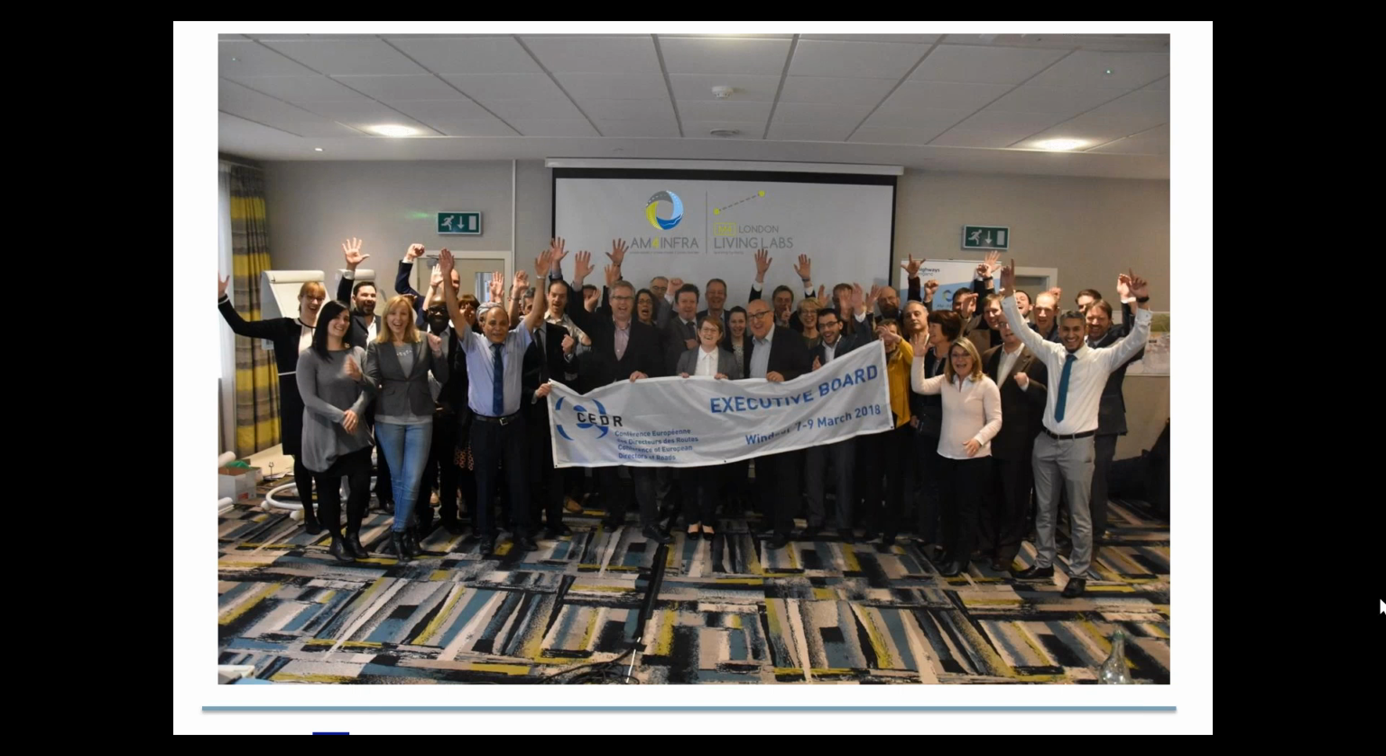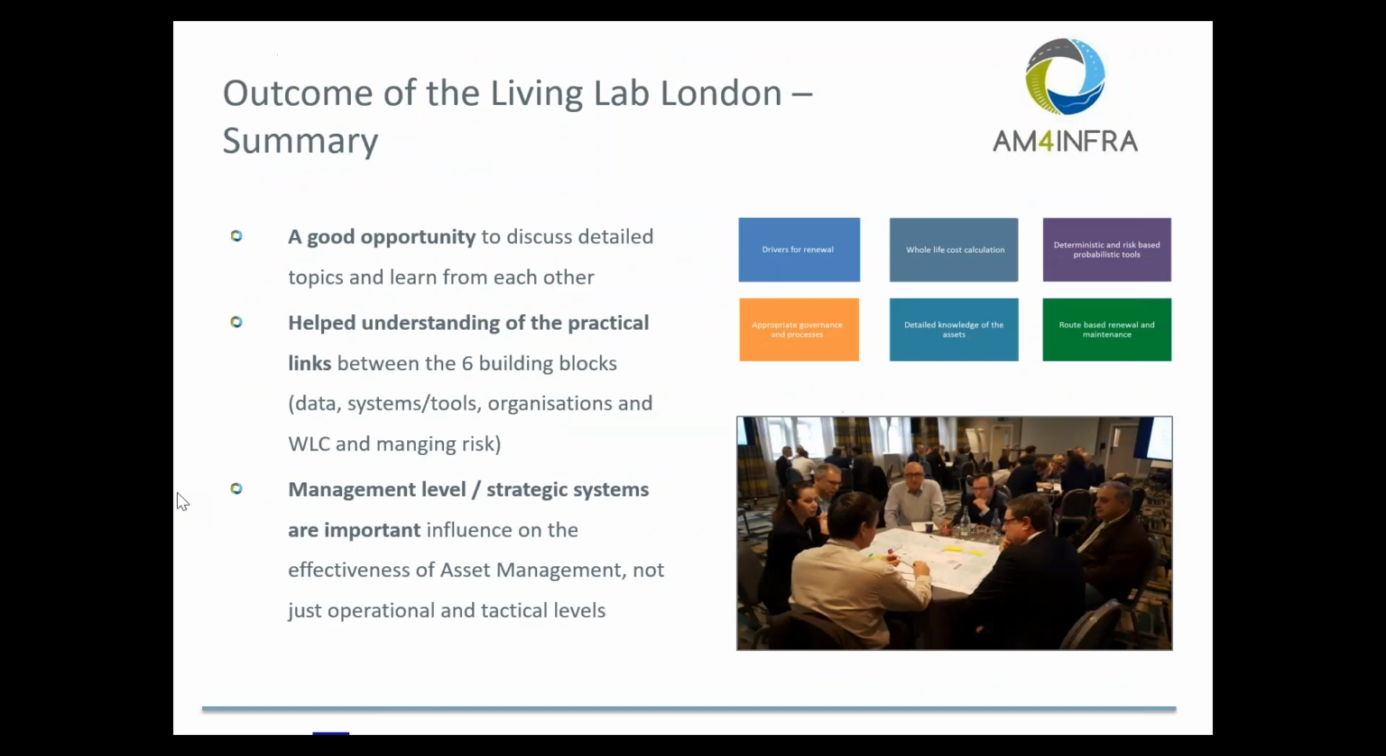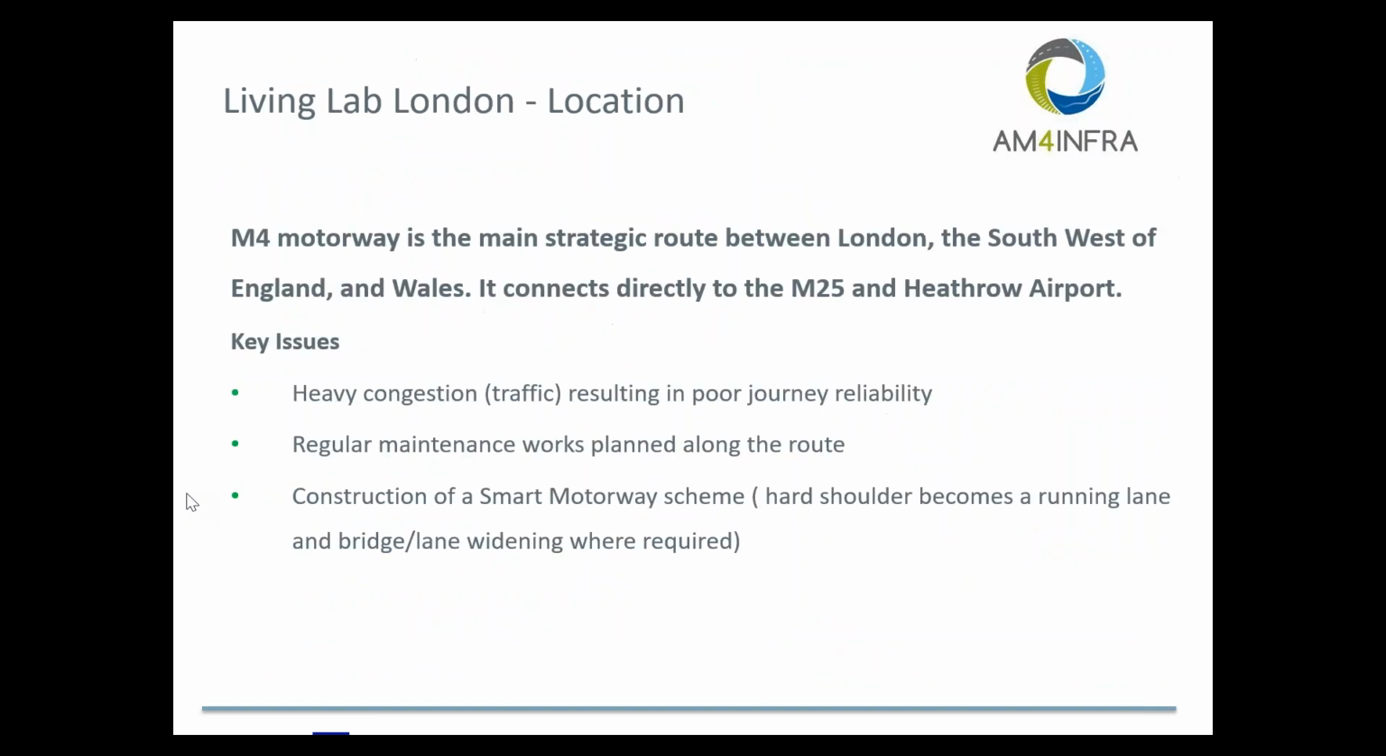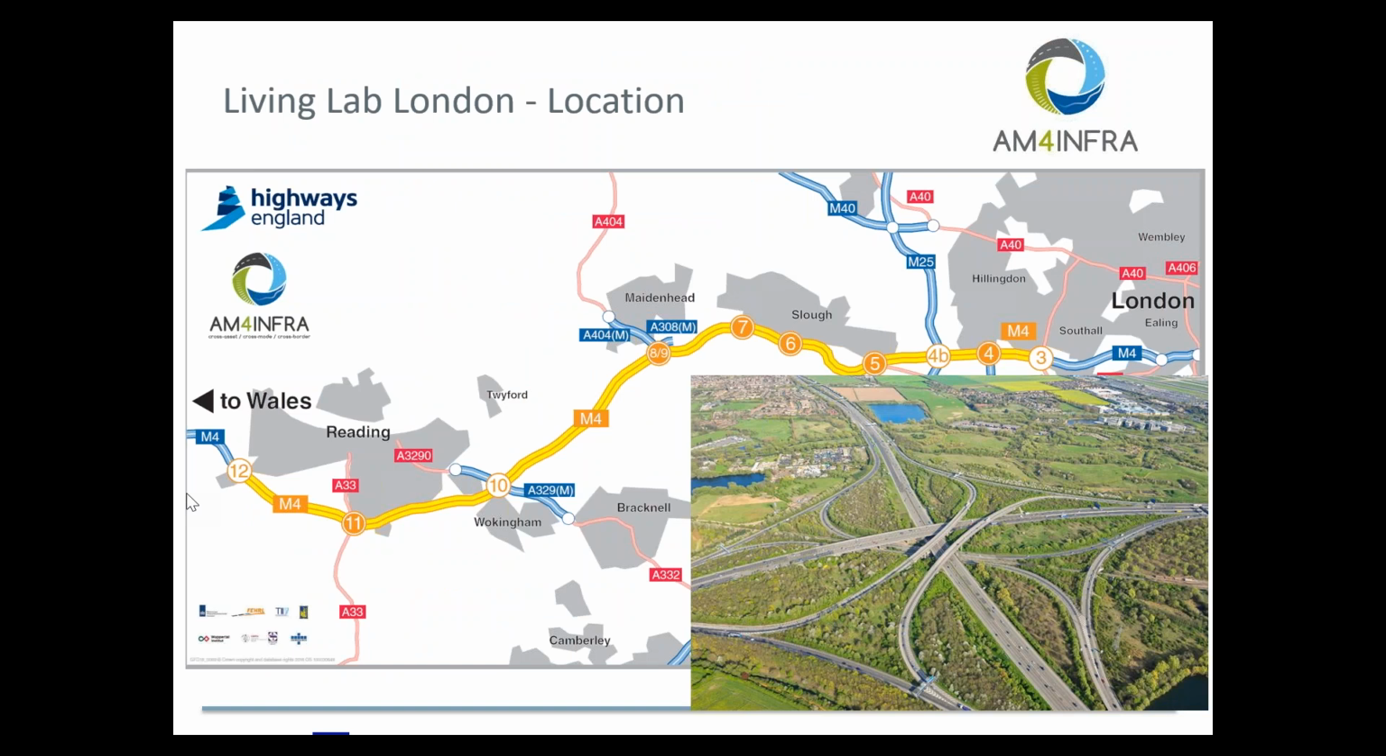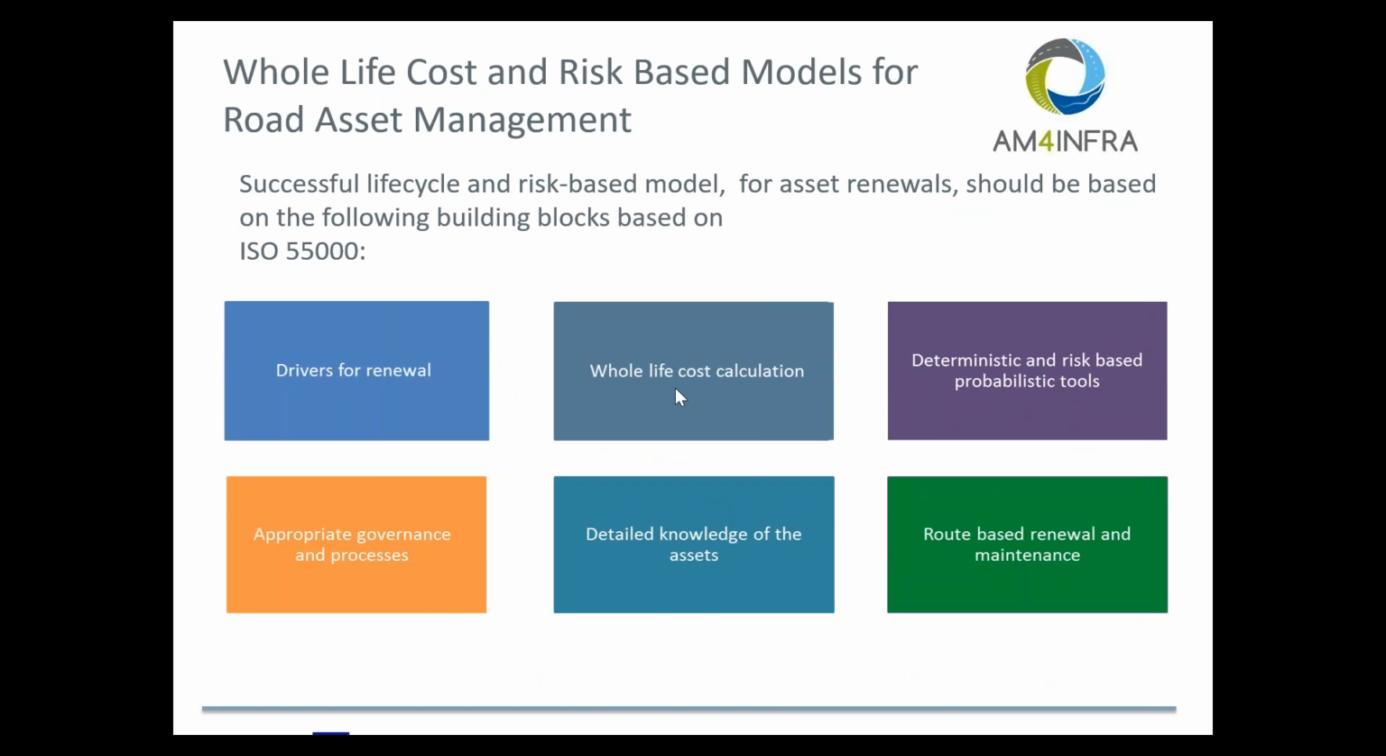So I think one of the core things is that with the whole life cost calculation, you need to get the inputs right into that process, so that there's a very strong link between your deterministic and risk-based probabilistic tools and the quality of the data. So I think the links between those three items are very important, and obviously within the data, that gives you the detailed knowledge of the assets.